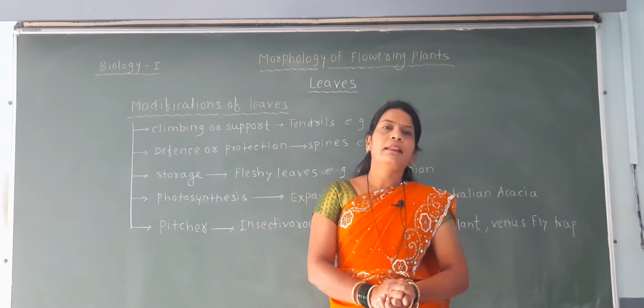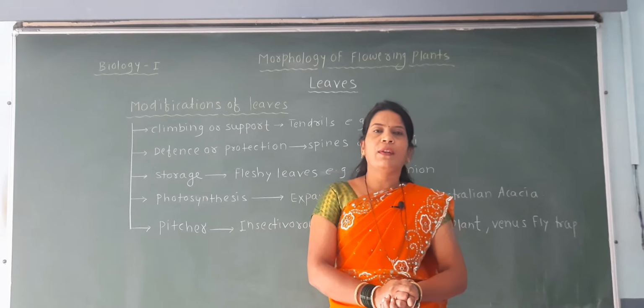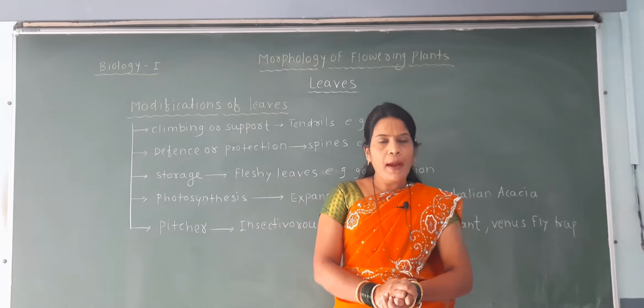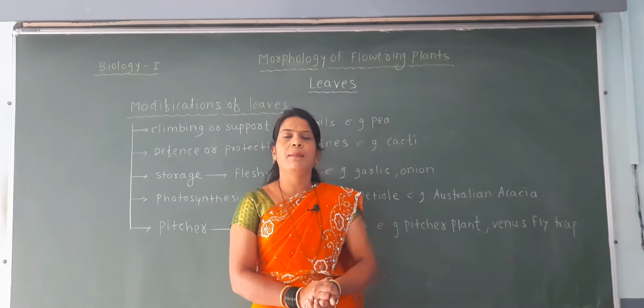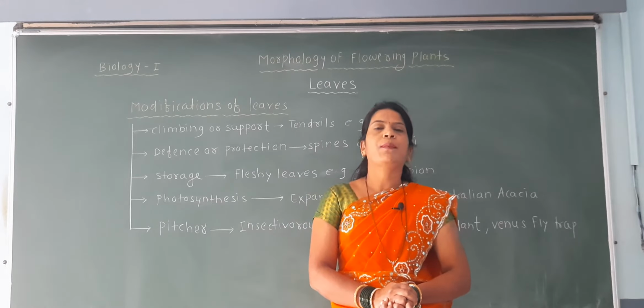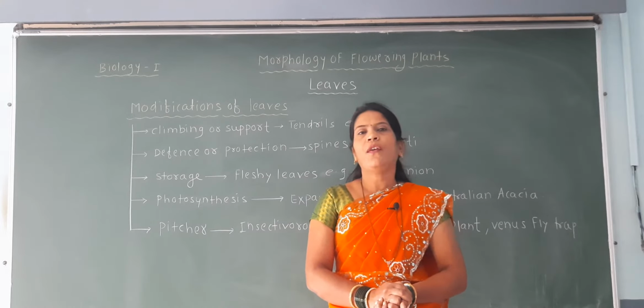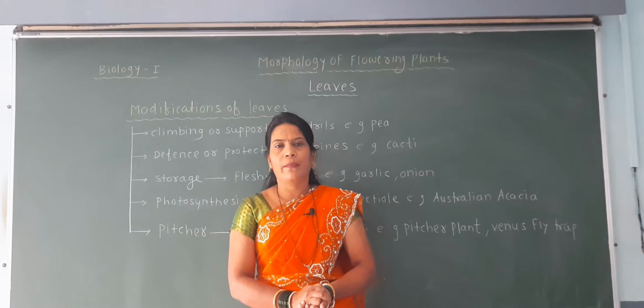Types of leaves are simple leaves and compound leaves, and in phyllotaxy, phyllotaxy means the arrangement of the leaves on the stem. Overall there are three types of phyllotaxy: alternate phyllotaxy, opposite phyllotaxy and whorled phyllotaxy.